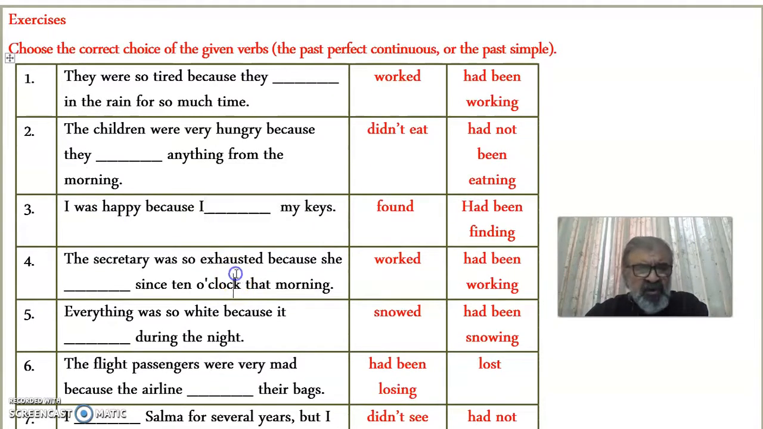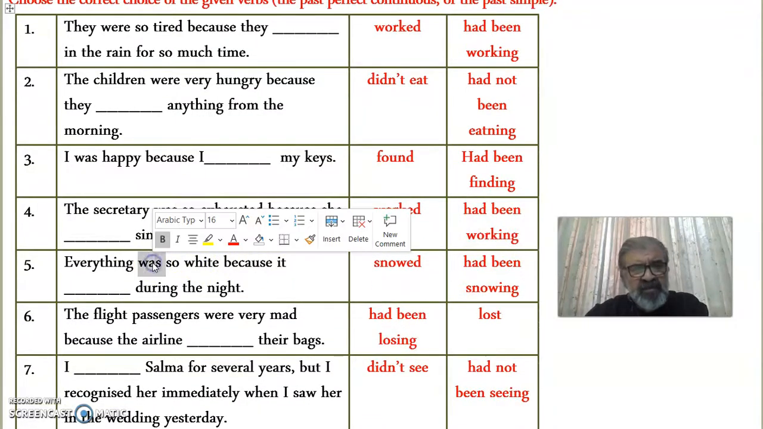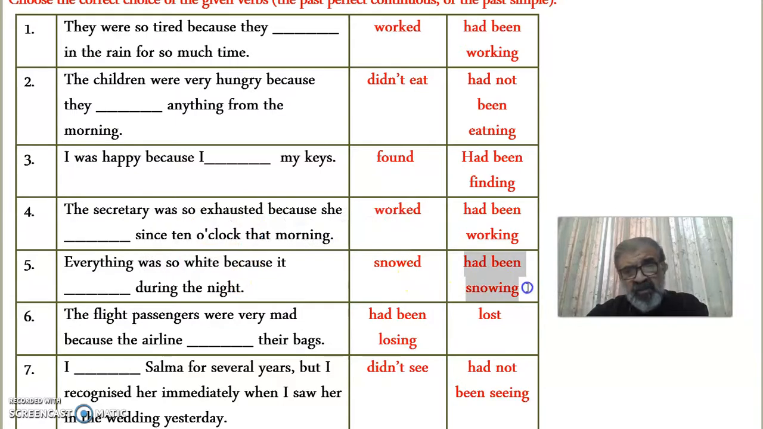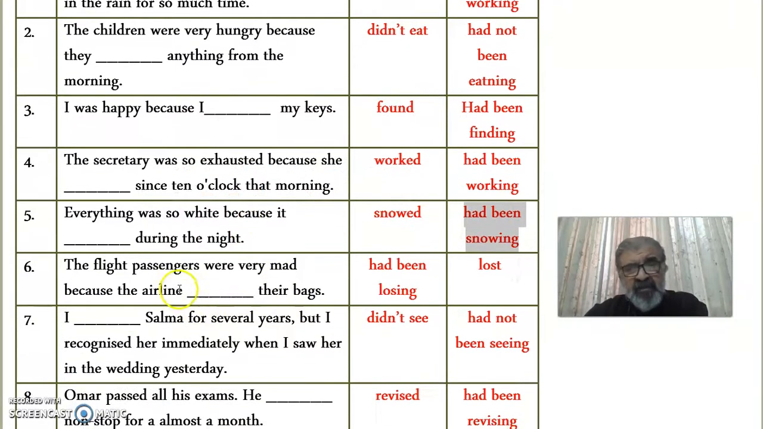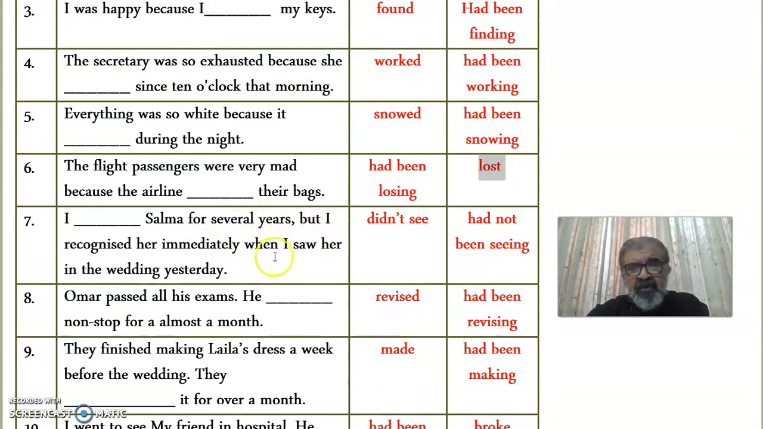The secretary was so exhausted, very tired, because she had been working, followed by action 1. Everything was so white because it had been snowing, action 1, during the night. The flight passengers were very tired, or were mad actually, because, again, lose is a non-continuous verb. In the future there will be a tutorial on non-continuous verbs. So they were tired because the airline lost, use the past simple. I had not seen Selma for several years, but I recognized her. Again, see is a non-continuous verb, so you should say did not see.